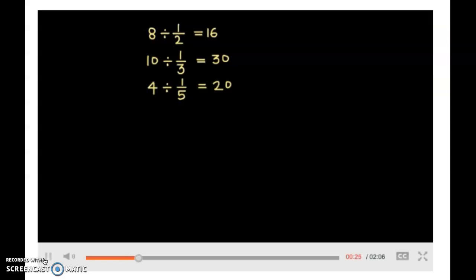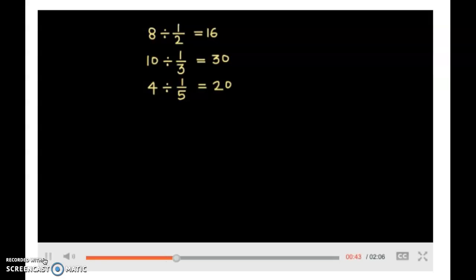Let's look. In the first equation, 8 multiplied by 2 is 16. In the second equation, 10 multiplied by 3 is 30. And in the last equation, 4 multiplied by 5 is 20. So there is a pattern.